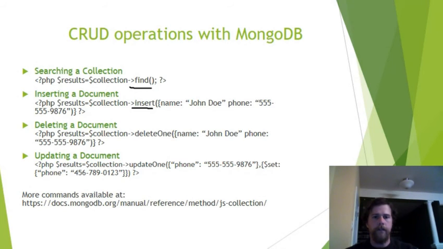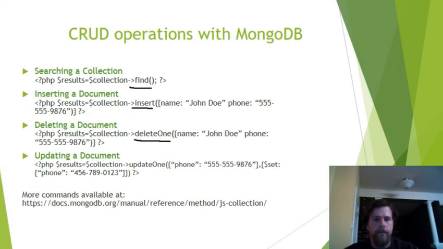To delete a record, we'll use the keyword delete1. In this example, we will delete the first record where the name is John Doe and the phone is 555-555-9876. To delete multiple records, simply change the delete1 keyword to delete many, and then insert the key and value that you wish to search for.